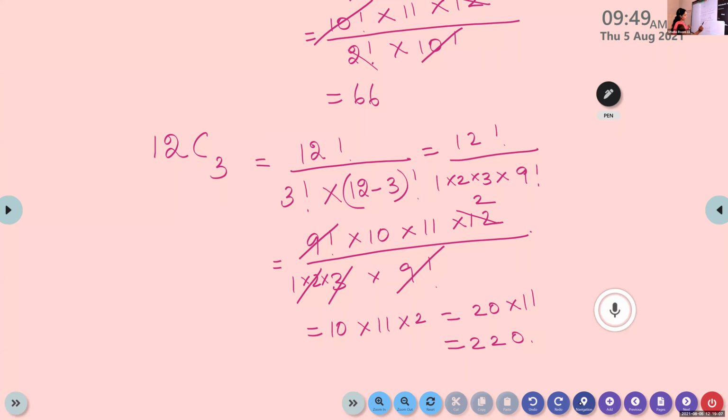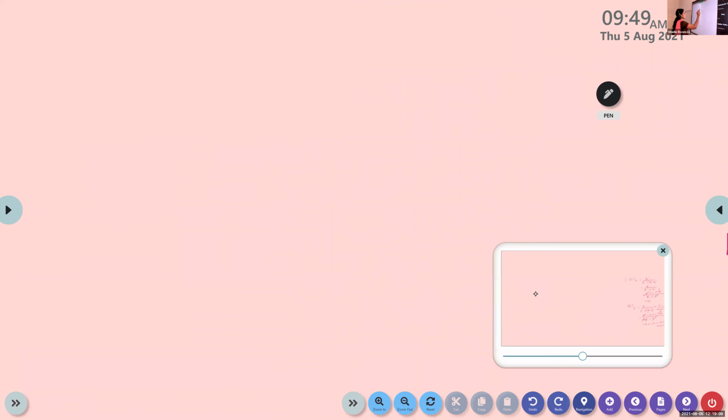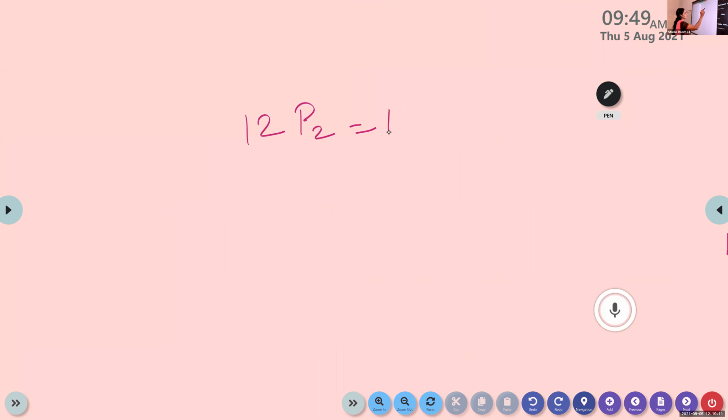So in permutation, suppose it is 12P2, we write this as 12 into 11, 12 onwards, 2 numbers. Same way for combination, we can do the same way. Instead of writing the definition while doing problems, we can do like this. 12C2 is 12 into 11 by 1 into 2. 12 onwards, we write 2 numbers, and if the denominator is 2, we write 1 into 2.